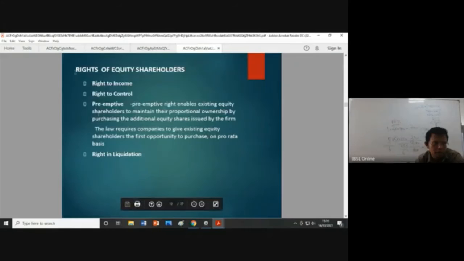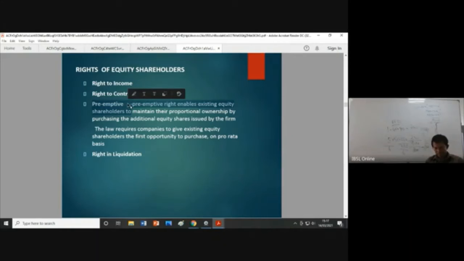Now, these are the rights of equity shareholders. Under preemptive rights, before you issue something to the outside, you first issue to the existing shareholders. You issue to the existing shareholders.